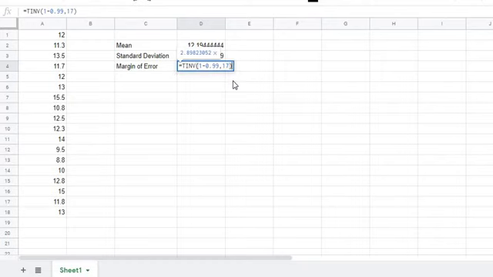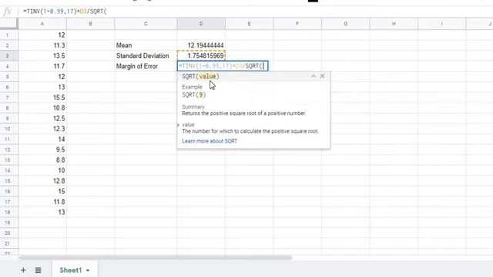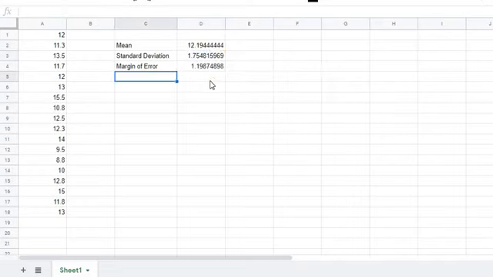Now we take that T inverse function and multiply it by the standard deviation. So I'm going to click on the cell for my standard deviation. Then we're going to divide it by the square root, click on the square root function, of n. N is the number of cells in my data, which is 18. Press enter. So here we have our margin of error.